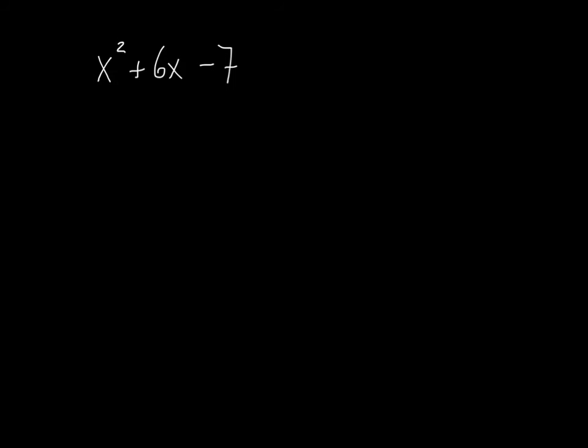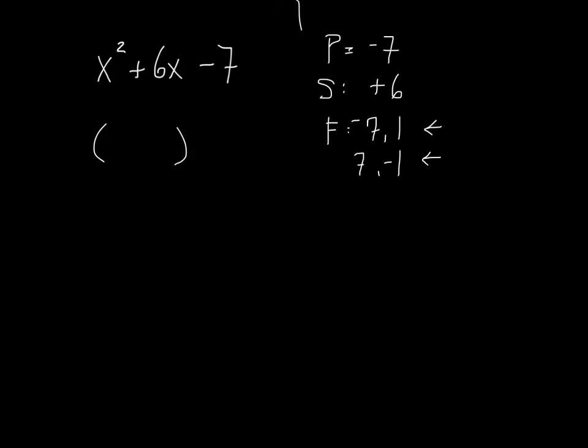So let's do another and let's PSF this, okay? So, product sum factor. I've got product of negative 7, sum of positive 6, and I need factors of 7. Well, I only have 7 and 1, but I have to get negative 7. So negative 7 times positive 1, or 7 times negative 1 are my options. Which of these combinations adds to positive 6? That's what I have to ask. So this one adds to positive 6, right? So I do x plus 7 and x minus 1.